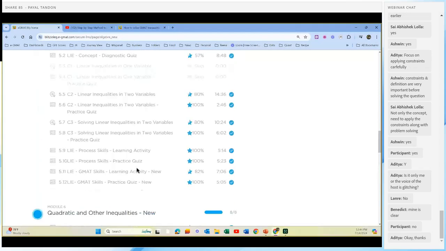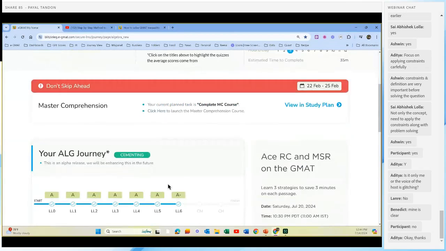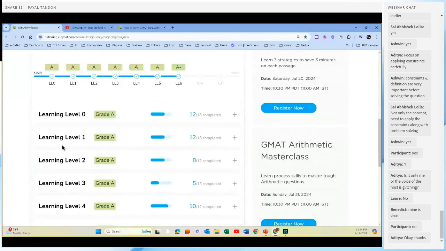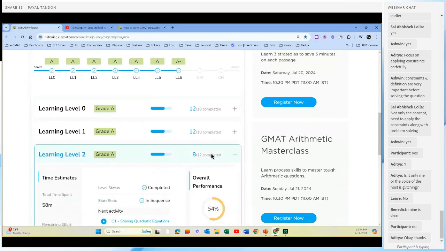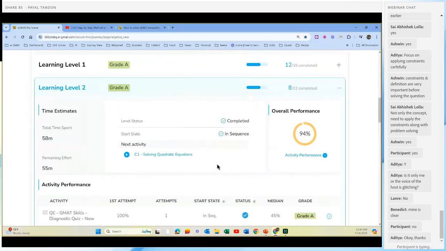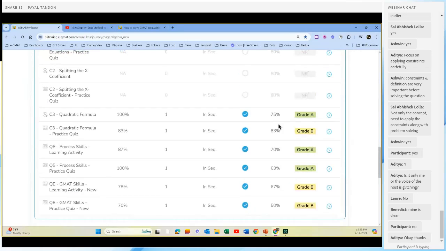Okay, and what you see over here is the feedback that you're getting every 30 minutes. Okay, observe all these modules. They are split into these learning levels, and you see that whenever you're doing something, you not only get the grades in every file, you also get that overall grade across all the modules, right? So I want you to understand, what does this mean? Observe this grade A over here, C3 quadratic formula.